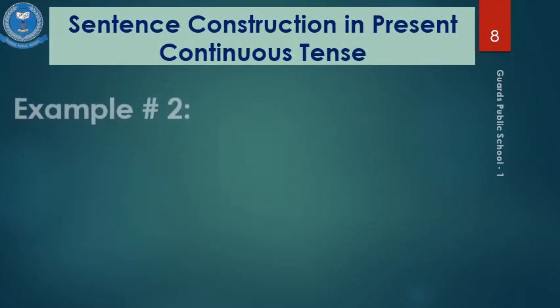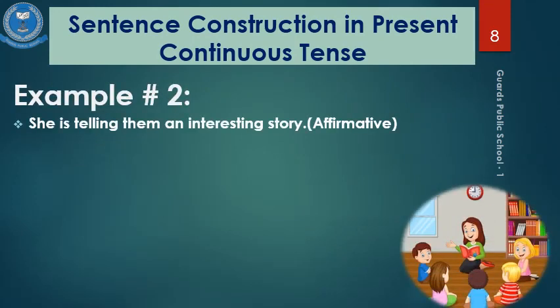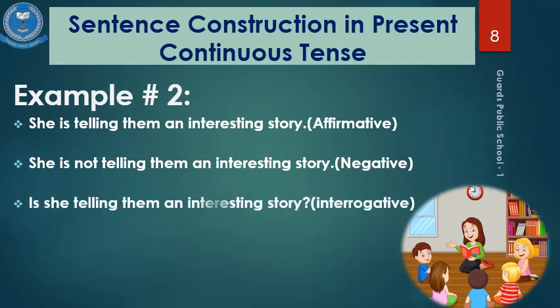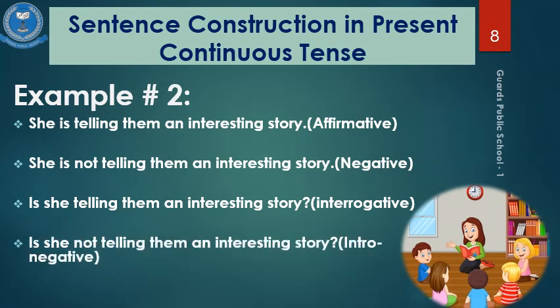Here we have example number 2. She is telling them an interesting story. Affirmative. She is not telling them an interesting story. Negative. Is she telling them an interesting story? Question mark. Interrogative. And is she not telling them an interesting story? Question mark. Interrogative.